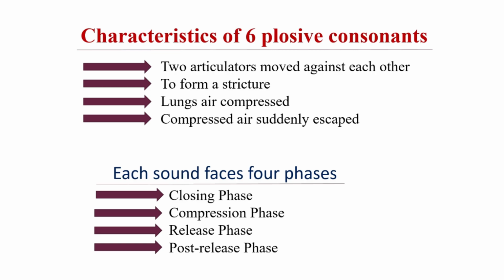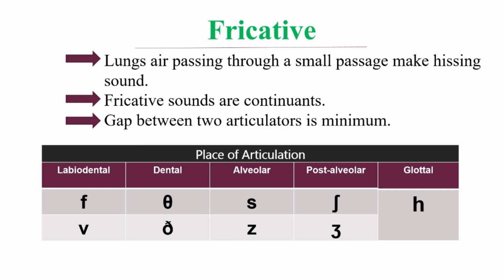Now we'll discuss fricative sounds. In English, there are nine fricative sounds. You see on the screen: labiodental sounds, fa, va; dental sounds, tha, dha; alveolar sounds, sa, za; post-alveolar sounds, sha, zha; and glottal sound, ha. In fricative sounds, the lungs' air passes through a small passage and makes a hissing sound when we attempt to produce fricative sounds.